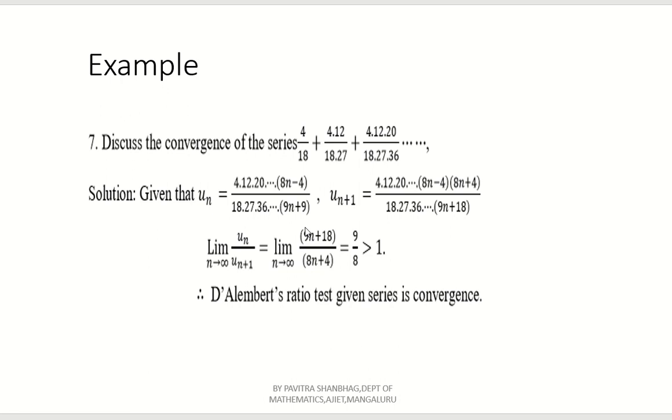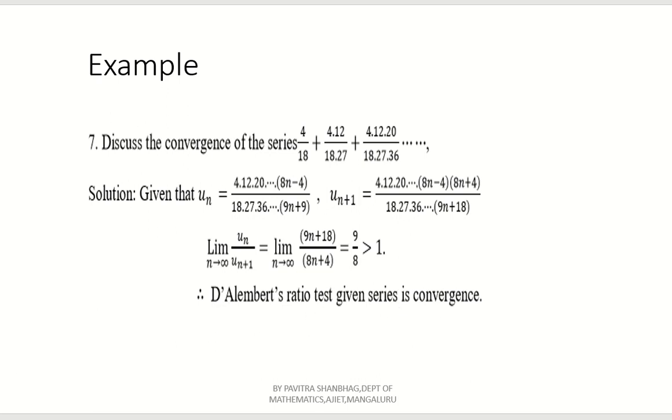So 18 by n, as n tends to infinity, 18 by infinity, that is 0. Similarly 4 by n as n tends to infinity means 4 by infinity means 0 here. So 9 by 8 remains. Again, it will be 1 point something you will get, right? So obviously 9 by 8 is greater than 1. Therefore, by D'Alembert's test, ratio test, the series is convergent.